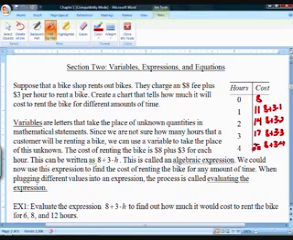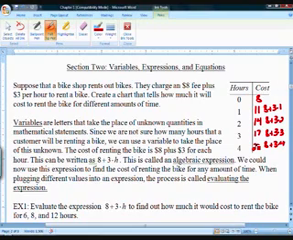Let's talk about variables now. In the previous problem, do we know how many hours we're going to rent that bike? No. It says here, variables are letters that take the place of unknown quantities in mathematical statements. Instead of saying 1 hour, 2 hours, 3 hours, 4 hours, 5 hours, if we're unsure how many hours we're going to rent it, we can say it's X hours, Y hours, Z hours, H hours, A hours, B hours, C hours. We can use placeholders.